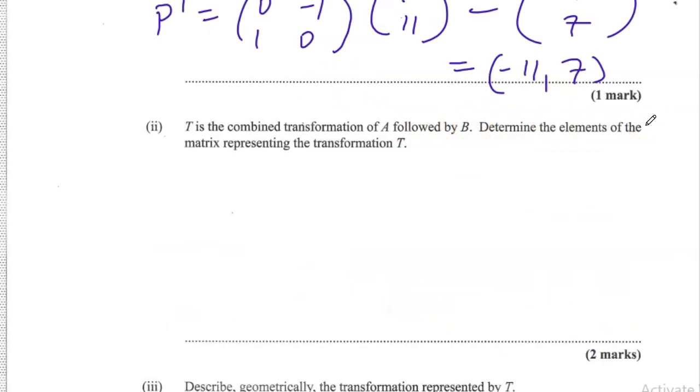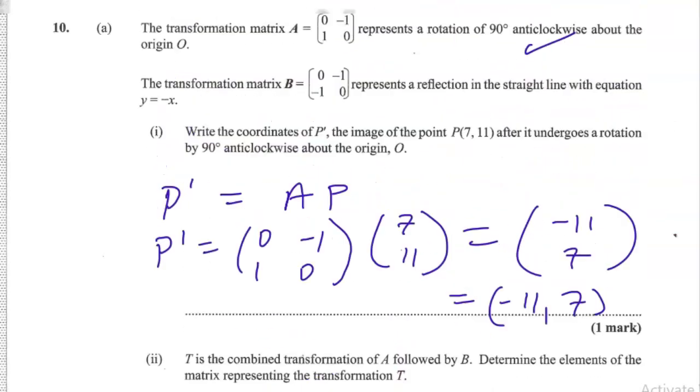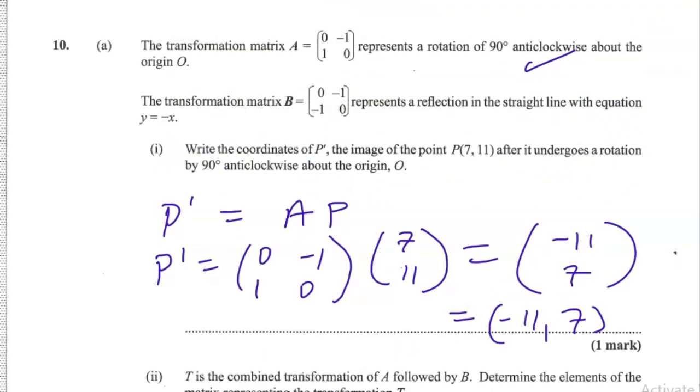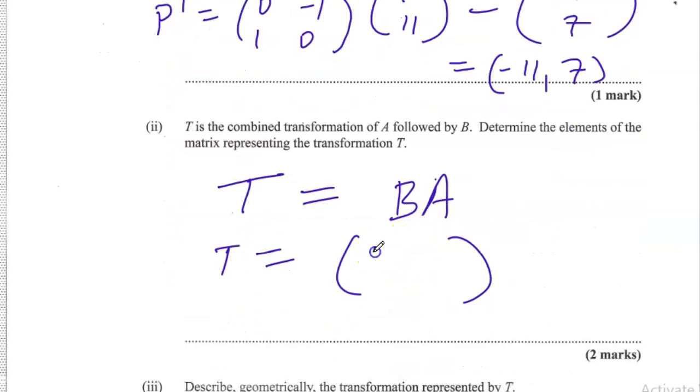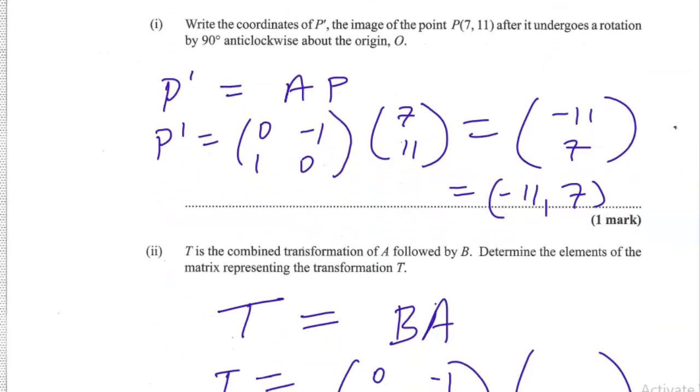A followed by B. When we're doing the combined transformation, we reverse the order. So A followed by B, we're doing BA. Alright, let's reverse the order. So T would be BA. So what's B? B would be 0, negative 1, negative 1, 0. And what's A? A will be 0, negative 1, 1, 0.